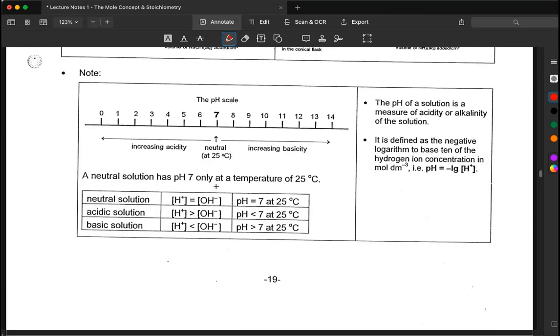But you have to understand this concept that a neutral solution doesn't mean there's no H plus or OH minus, it just means they're equal. Oh, by the way, H plus is just a simplified version. It's actually H3O plus. That's what we covered earlier on.